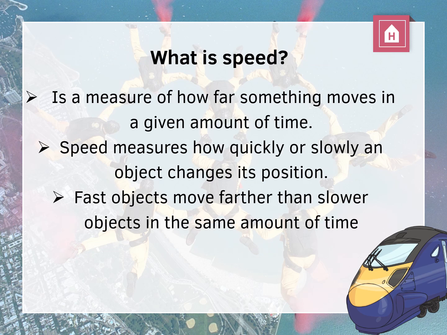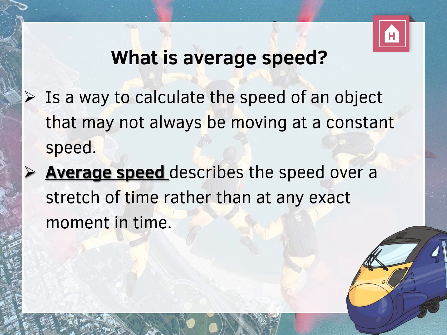What is speed? Speed is a measure of how far something moves in a given amount of time. Speed measures how quickly or slowly an object changes its position. A fast object moves farther than a slower object in the same amount of time.